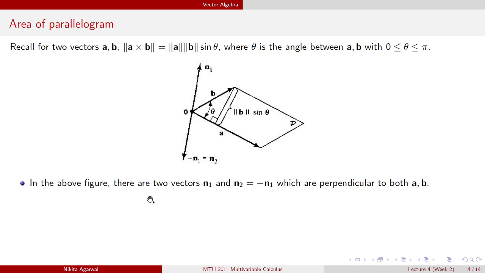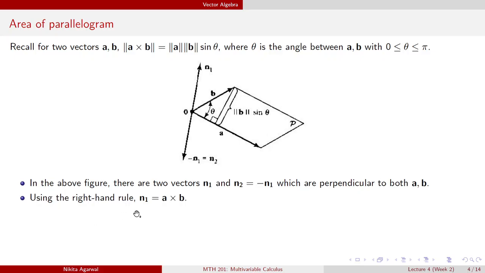Now in the above figure, there are two vectors n1 and n2, where n2 is equal to minus n1, which are both perpendicular to A and B. Remember, geometrically, what did A cross B mean by the triple product? It is perpendicular to any vector that is spanned by A and B. In particular, A cross B is perpendicular to A and A cross B is perpendicular to B. So this is what you get.